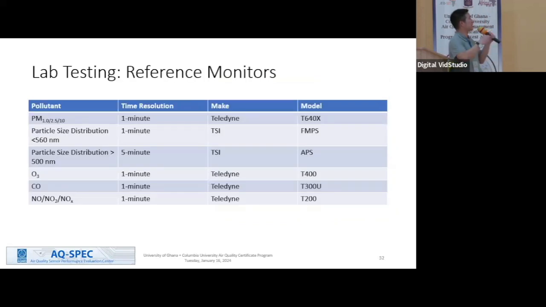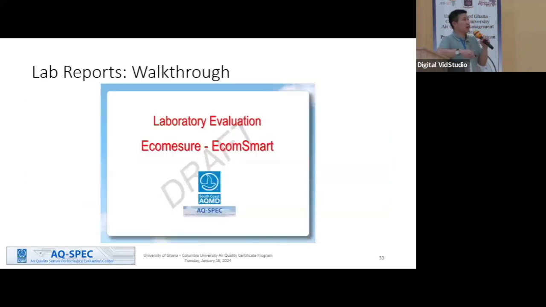This is a list of the reference monitors that we have available in our laboratory setting. We use a T640 as well for our reference particulate mass, and then we've got particle size distribution data for ultrafines and for larger size particles, as well as for the gases. Then I'll walk through what a typical lab test report looks like coming out of AQ-SPEC.